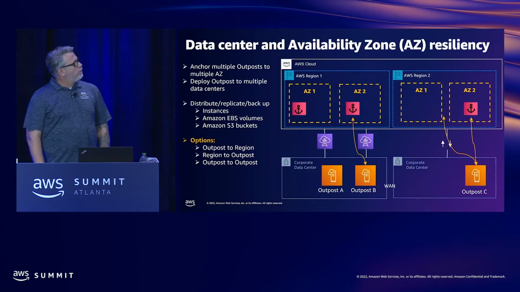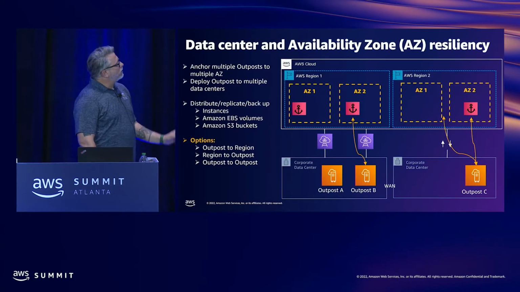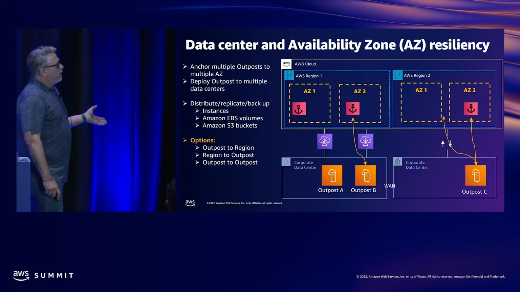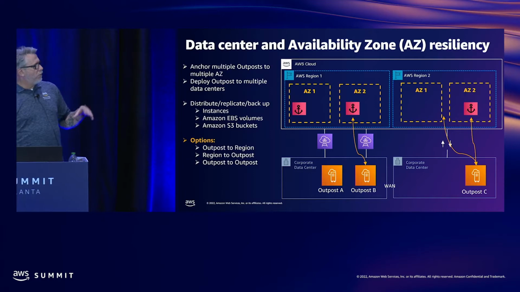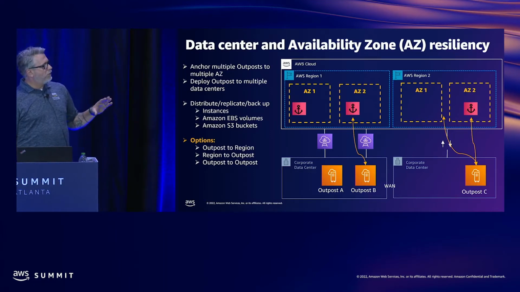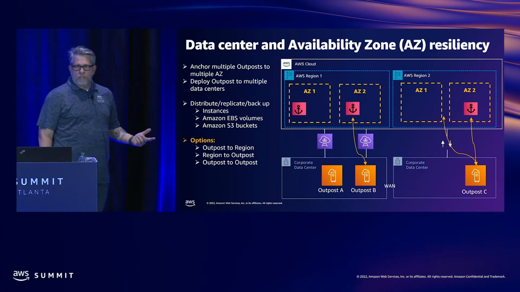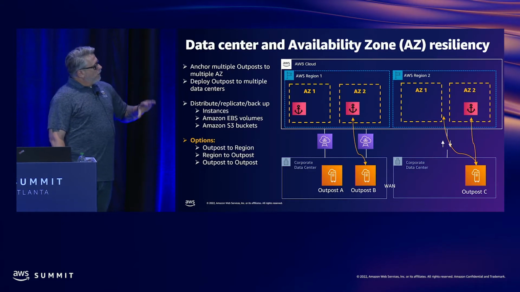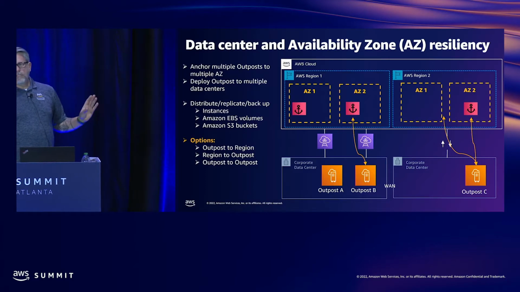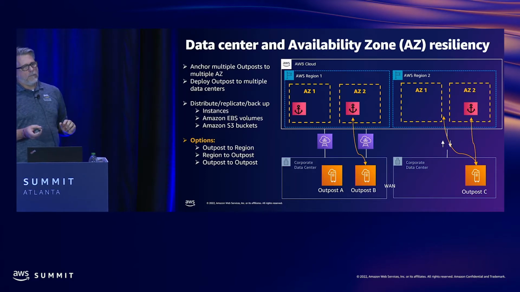Data center availability zones, resilience, right? So again, we have our AWS cloud. We have region 1 and region 2. Best practice for deploying an Outpost to these regions is you're going to want to have multiple Outposts anchored to multiple availability zones. Right now, one Outpost can only be anchored to one availability zone. So if you want to have true resilience, redundancy in one data center, have multiple Outposts connected to multiple availability zones, and that way you can sync and replicate and back up your data in case one goes down.